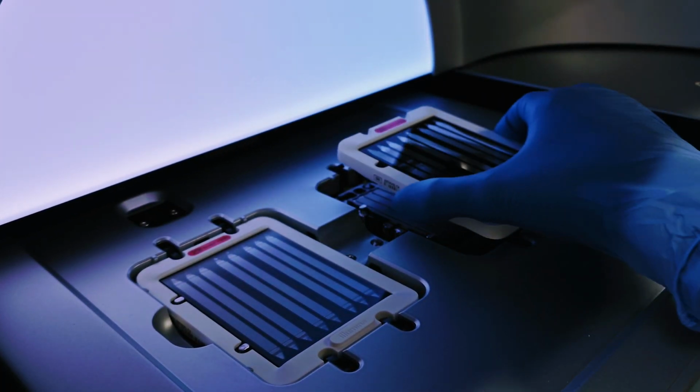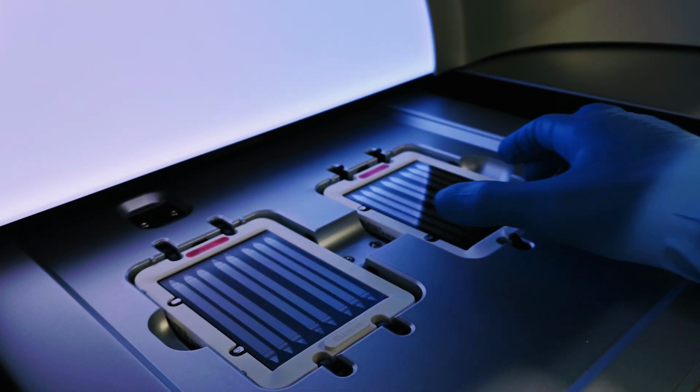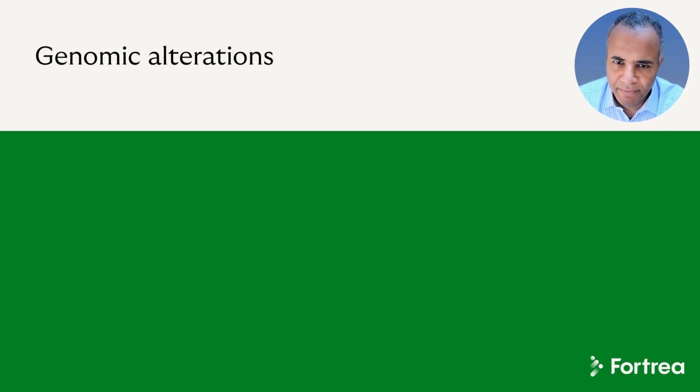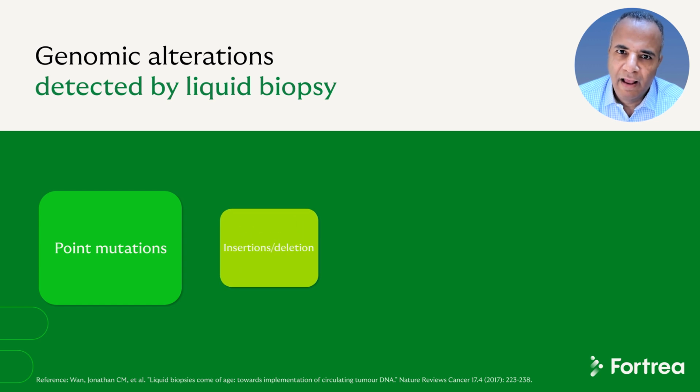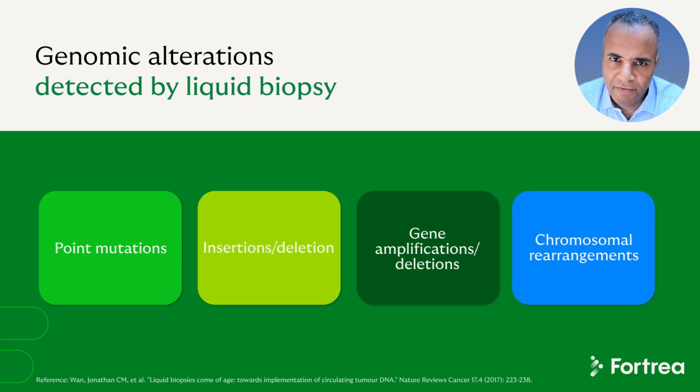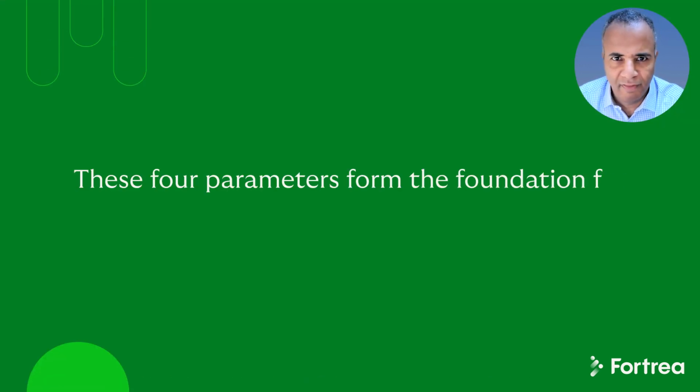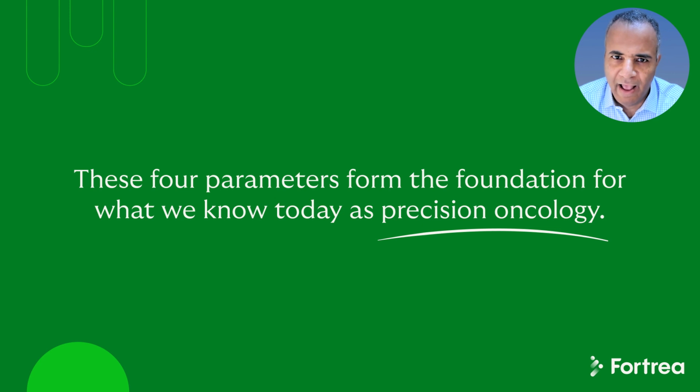This is the technology that allows us to do fairly exhaustive molecular profiling of the tumor. Initially, next-gen sequencing allowed us to examine 4 parameters of genomic alterations within the tumor. These are the point mutations, short insertions and deletions, gene amplifications and deletions, and finally, chromosomal rearrangement that give rise to oncogenic fusions.